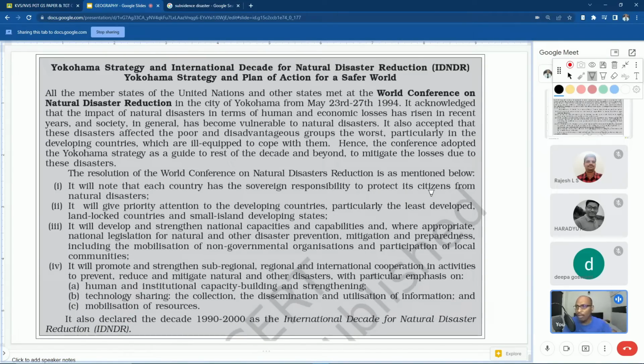Then we have the Yokohama Strategy and the International Decade for Natural Disaster Reduction, IDNDR. This has a plan and it notes that each country has a sovereign responsibility to protect its citizens from natural disasters, and they will advise some preventive measures so that countries can develop a proper system to save people and infrastructure before the natural disaster really strikes.